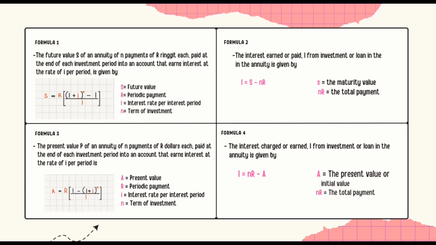Formula 4. The interest charged or earned, I, from an investment or loan in the annuity is given by I equals nR minus A. A is the present value or initial value, and R is the total payment.